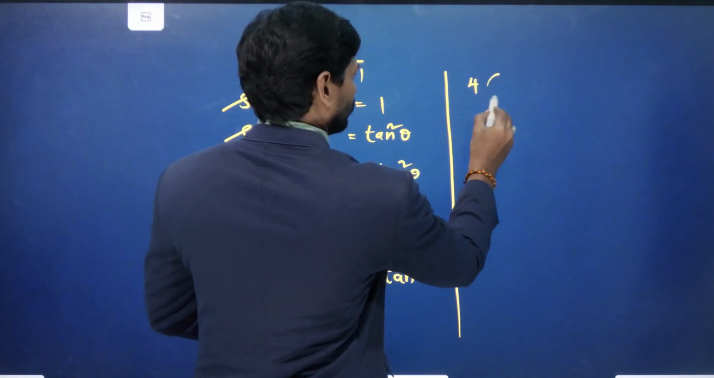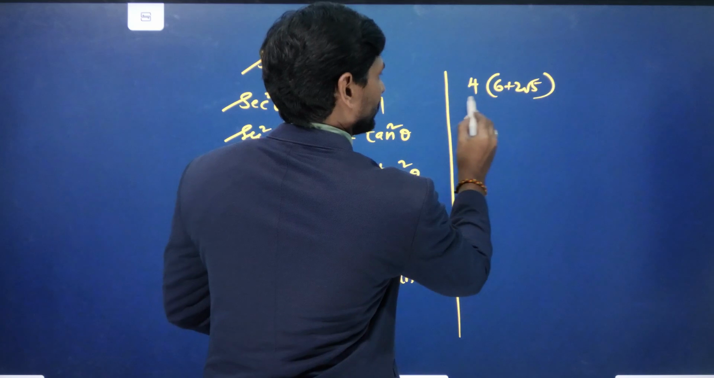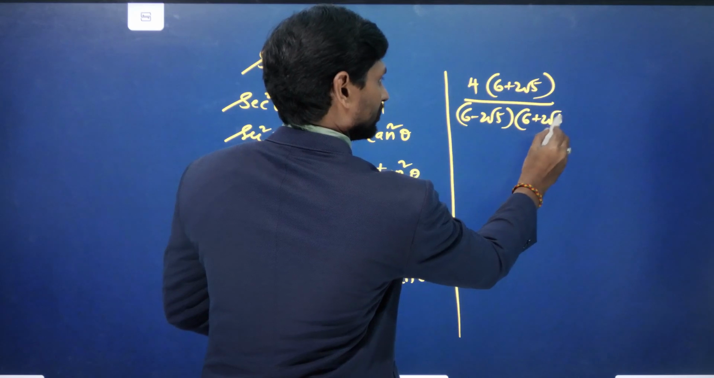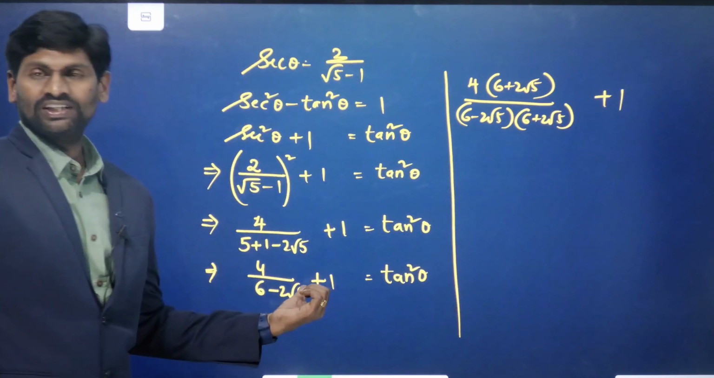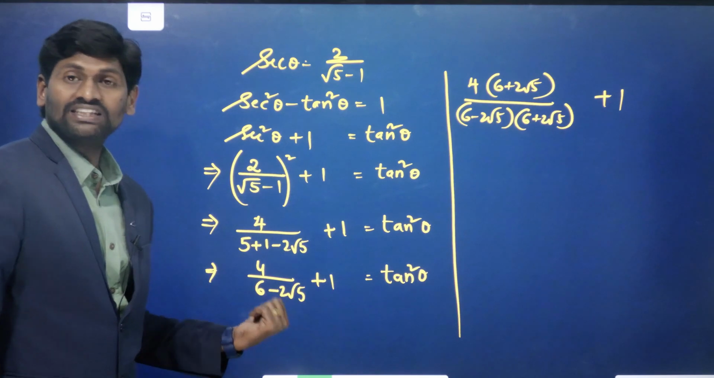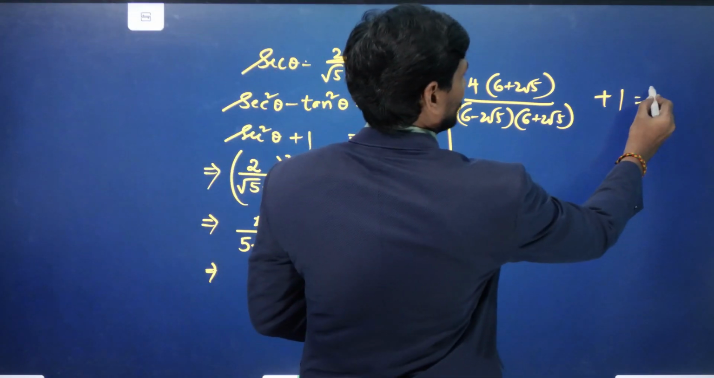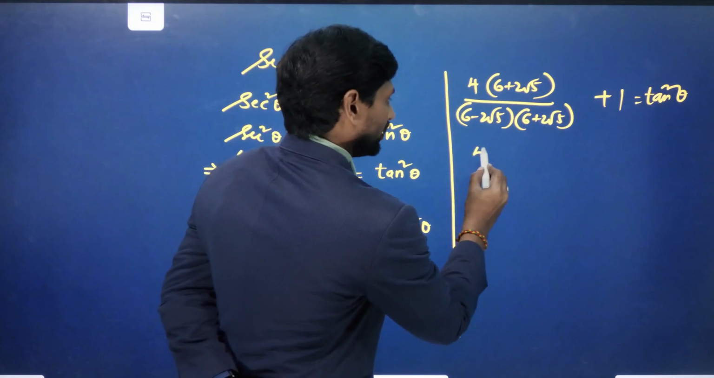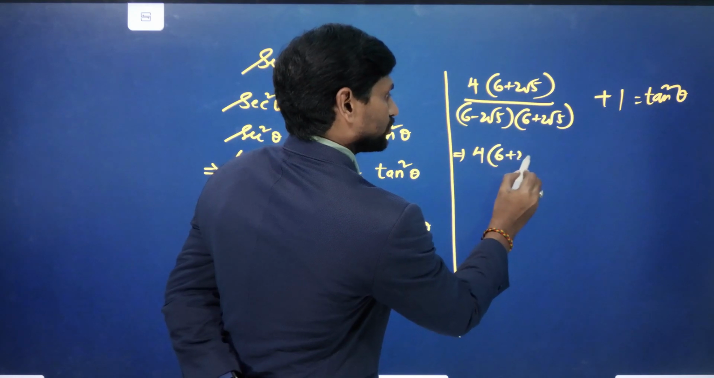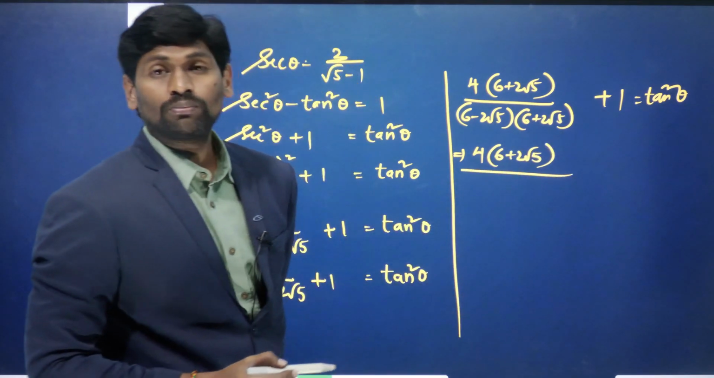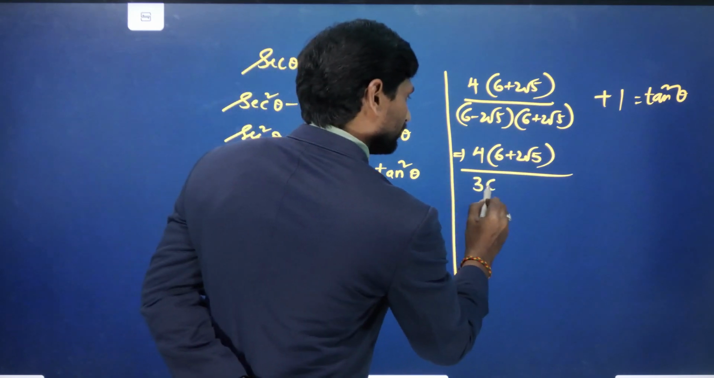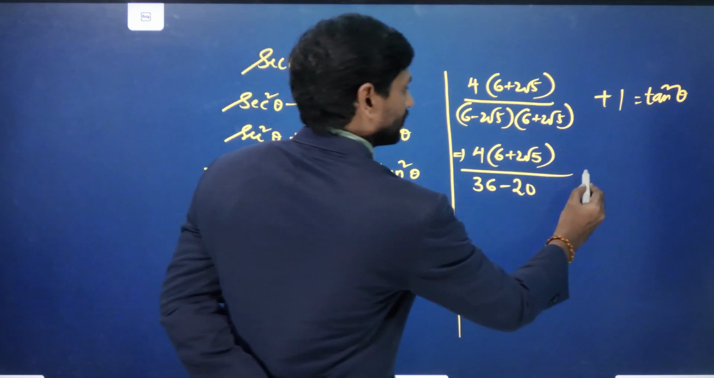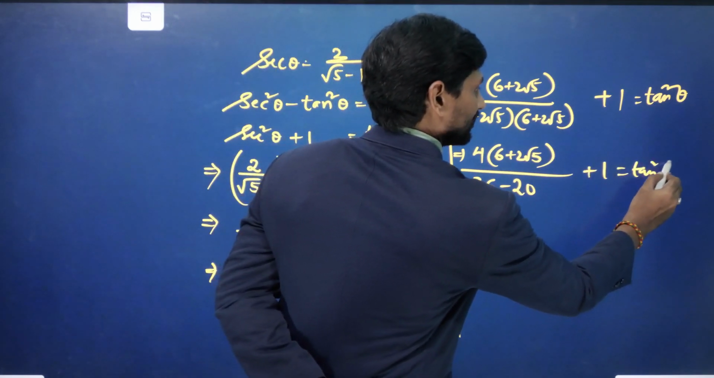So that is 4 into (6 plus 2 root 5) by (6 minus 2 root 5) into (6 plus 2 root 5), plus 1. Okay? This one is as this. The denominator I am rationalizing. So by using the rationalizing factor, that is equals to tan square theta. Now multiply here 4 into (6 plus 2 root 5) as this, and the denominator is in the form of a square minus b square. A square means 36, b square means 20. Okay? That is equals to tan square theta.